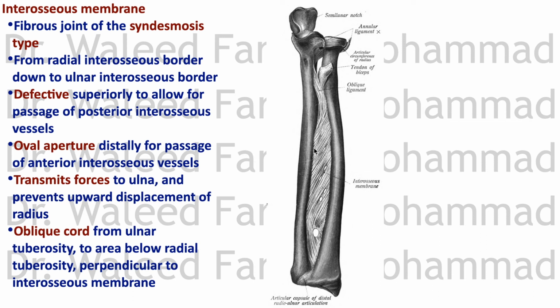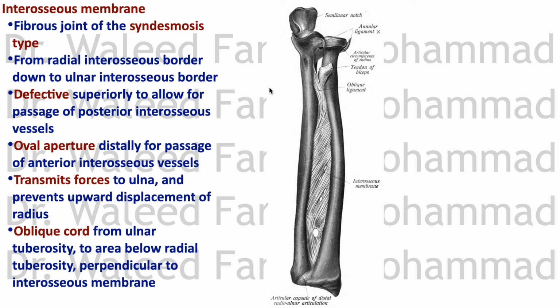So it's this arrangement of fibers to transmit forces from the radius to the ulna and dissipate the force the limb was subjected to. It's defective superiorly to allow for the passage of the posterior interosseous vessels. In the lower limb, it's to allow for the passage of anterior tibial vessels. But here, because the vessels are originally anterior, the branches will go posterior through the membrane.